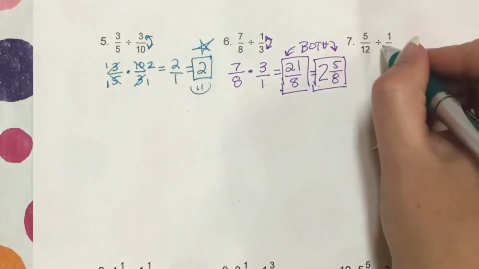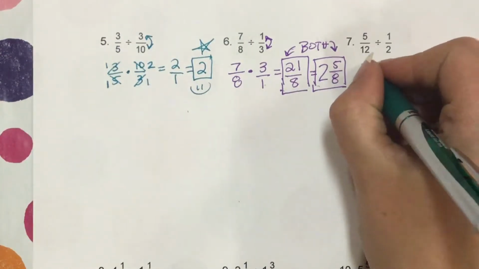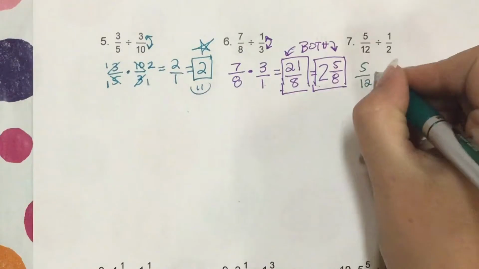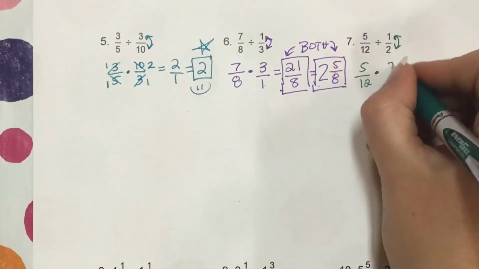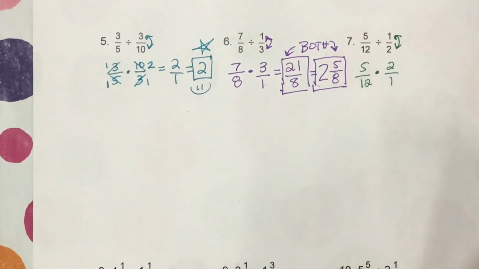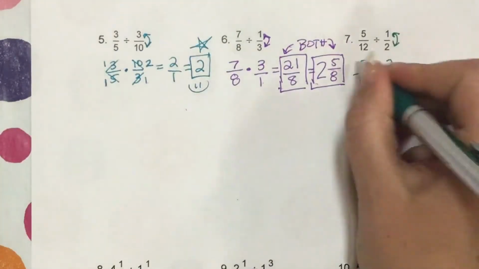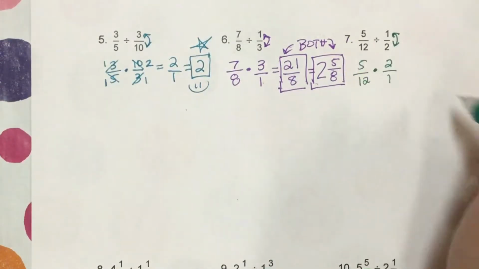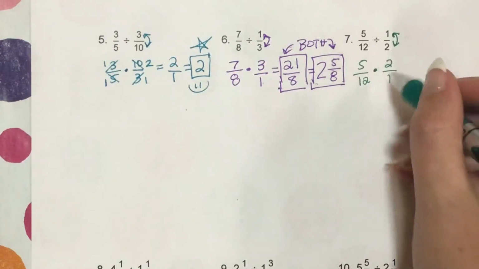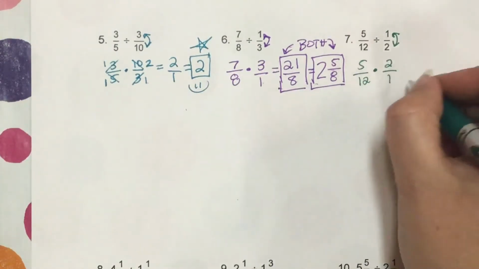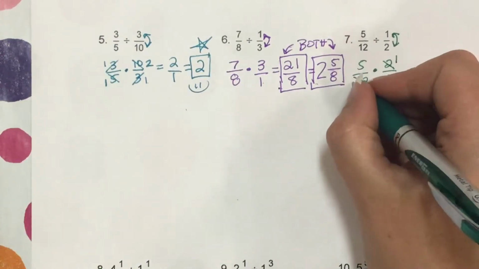Here we go, 5/12 divided by 1/2. And I love this problem because there's no mixed numbers, and that's fantastic. So we have 5/12, and we're going to change it into a multiplication problem, which means we're going to invert this divisor. It's going to become 2 over 1. And then it's just a multiplication problem, so we look to cross cancel. Any common factors between 5 and 1? No, there's a 1, so we're good there. What about 2 and 12? And the answer is yes, they have a common factor of 2. 2 goes into 2 one time, and 2 goes into 12 6 times.